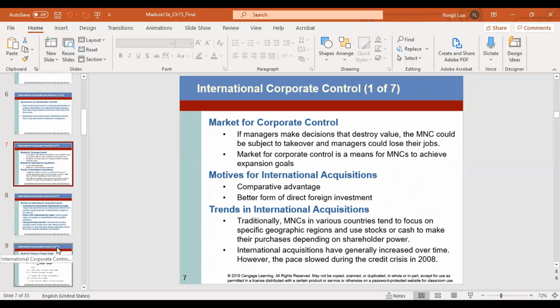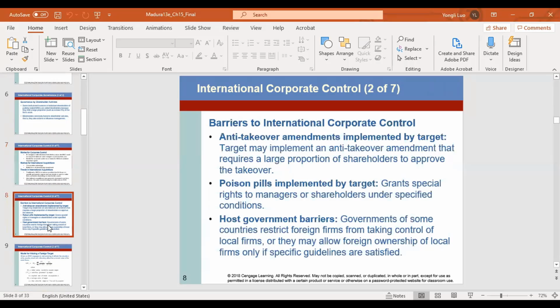There are several motivations for international corporate control: the market for corporate control, motives for international acquisitions, and a trend in international acquisitions. The barriers to international corporate control include anti-takeover amendments implemented by the target, poison pills employed by the target, or host government barriers.